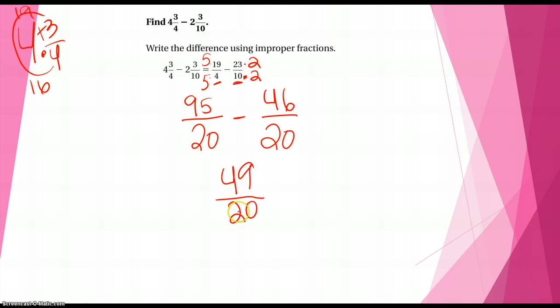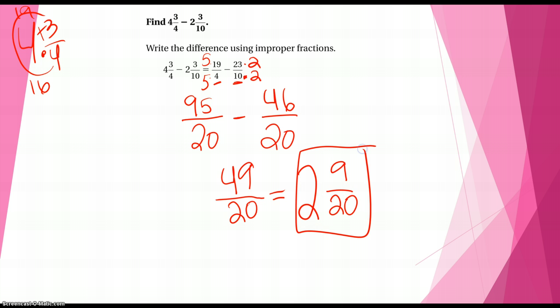I'm not finished because my problem isn't simplified. I have to make this back into a mixed number because it's currently an improper fraction. I'm going to figure out how many full sets of 20 I have in 49. I have 2 full sets of 20 in 49, so I'm taking the 20s out of the 49, and I have 9 pieces left. My final answer is going to be 2 and 9 over 20.